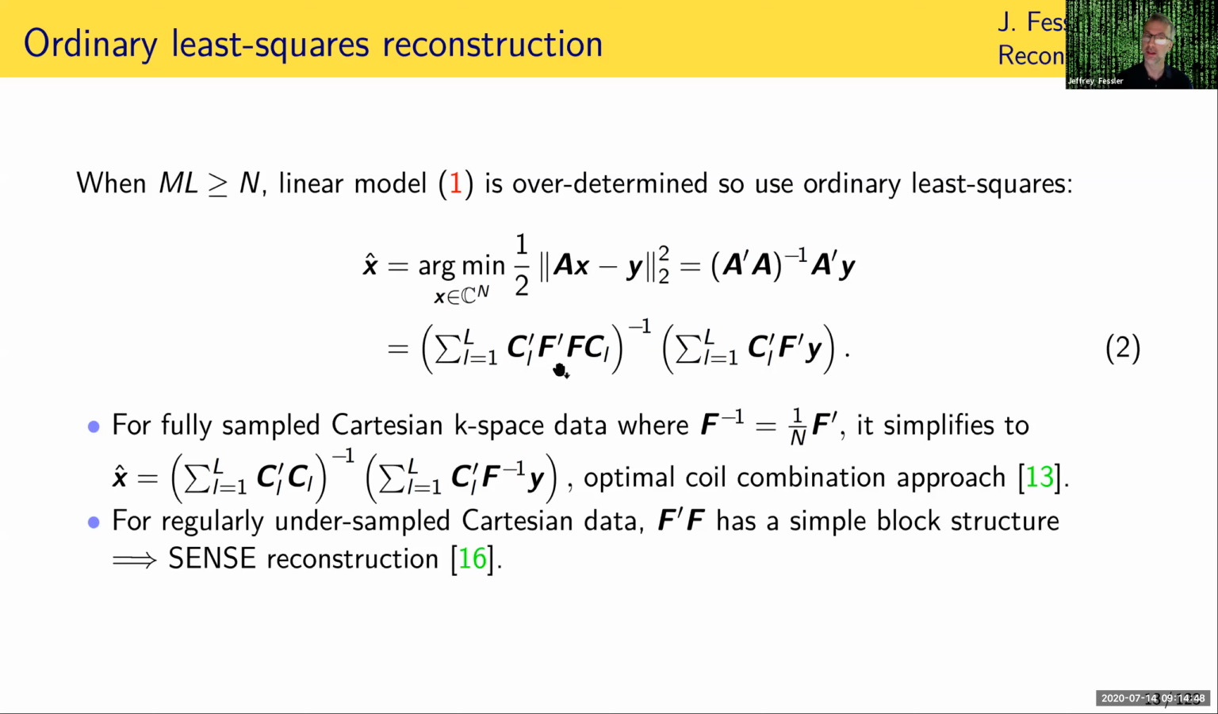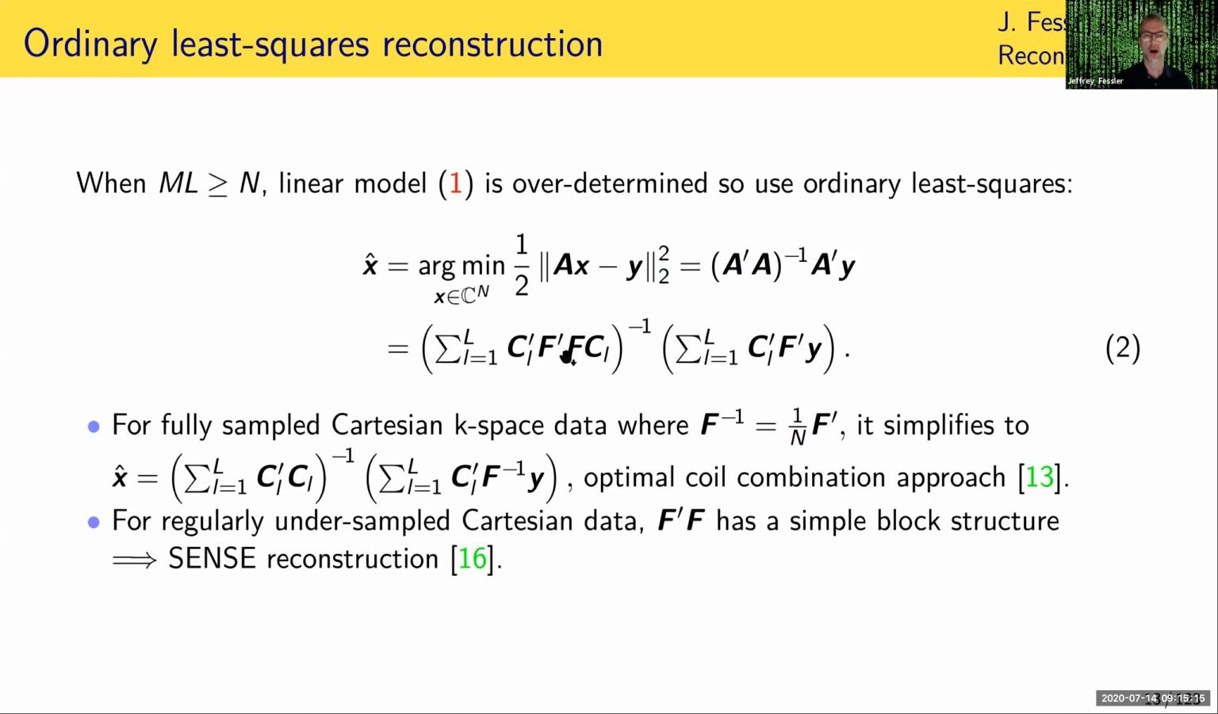Now, if you fully sample k-space, then this inner matrix here, F transpose F, is just a constant times the identity, and then it does simplify to just being the inverse of a sum of diagonal matrices, which is trivial. And this is called the optimal coil combination approach. You're basically taking the data from each coil, taking the inverse Fourier transform of that, and then doing a kind of weighted combination of those based on the coil sensitivity patterns.